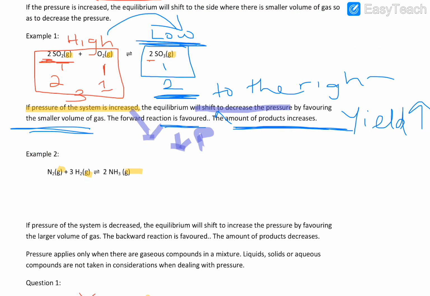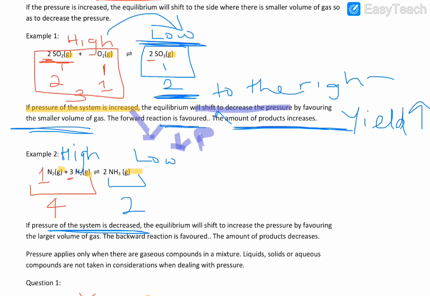Second example. So again, we're going to proceed in the same way. There's 1 mole here, there is 3 mole here, or 1 particle, 3 particles, so that makes a total of 4 particles of gas. And here on the other side, I have only 2 particles of gas. So again, reactant side is high pressure, product side is low pressure. So what am I doing in that example? The pressure of the system is decreased. So we are decreasing pressure.